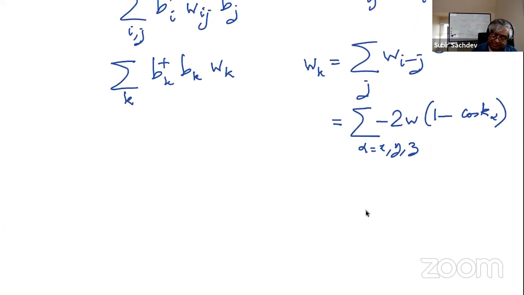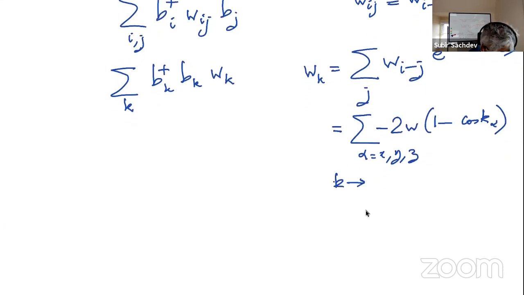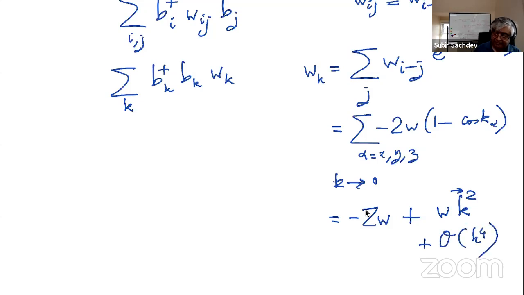So that's what W of k is. As k goes to 0, the first term is just minus zW, and then the other term is basically W times k squared, the vector k squared, plus order k to the fourth, just expanding. So that's the small k expansion of W of k.